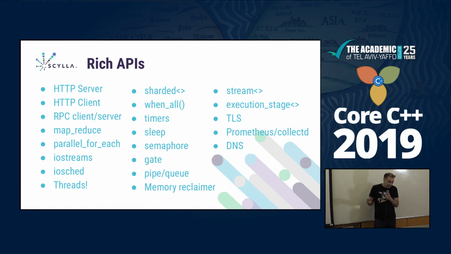We have TLS here. TLS is not thread local storage. It's transport layer security, so SSL. Integration with Prometheus: high concurrency applications need a lot of metrics in order to make sense of them. Also DNS, because we run completely asynchronously, we need our own DNS implementation based on c-ares, but again, translated into futures and promises.